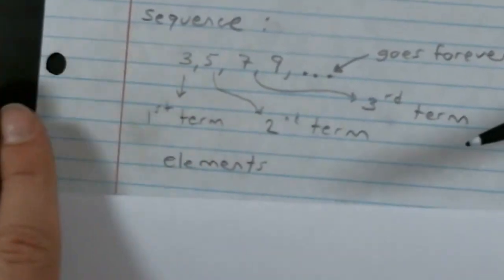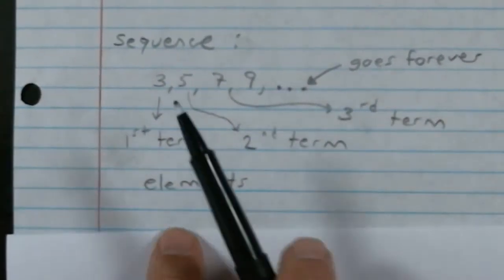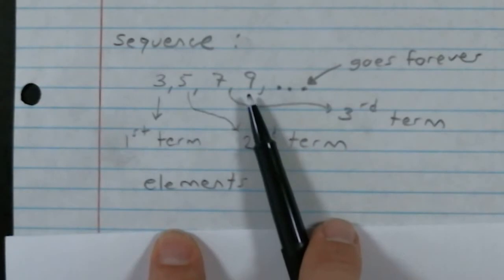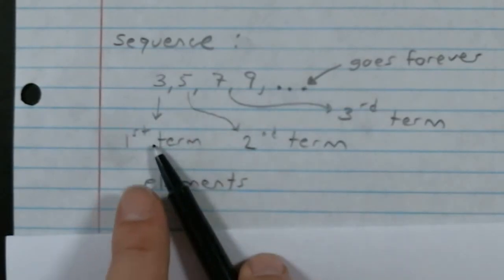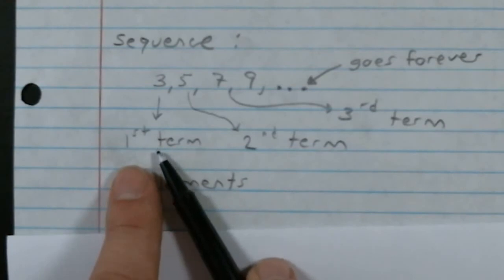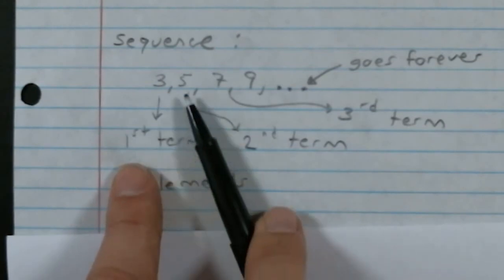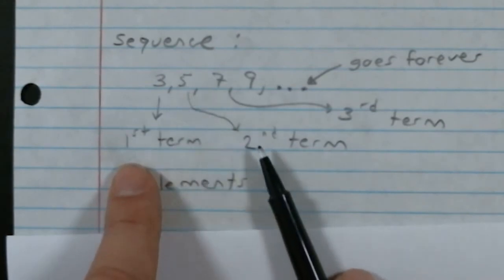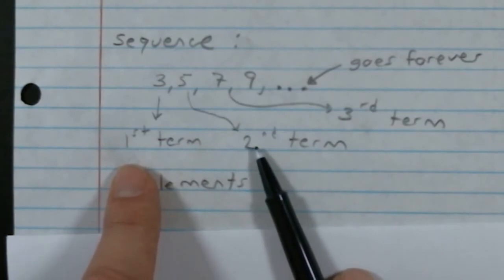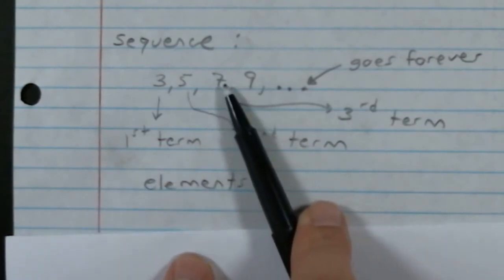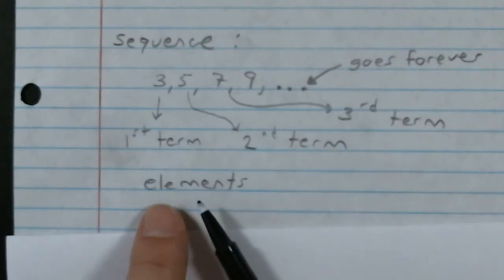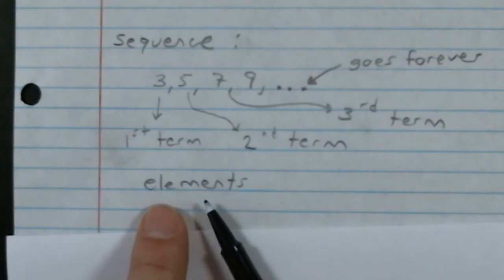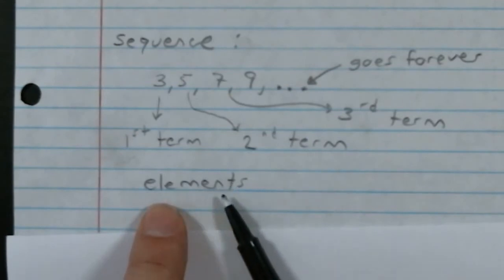Okay, so now go back to this. So this goes 3, 5, 7, 9, dot, dot, dot. Well, this 3 becomes what we call the first term in the sequence. This is going to be the second term in the sequence. This is going to be your third term in the sequence. And sometimes these could be called objects. They could be called elements.